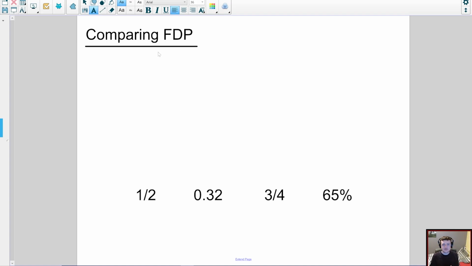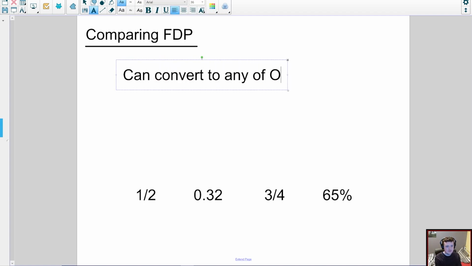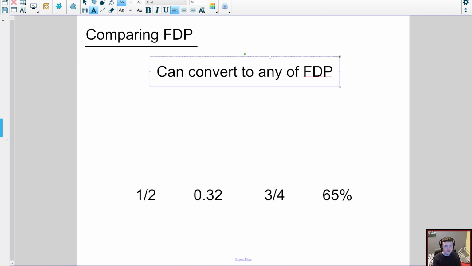Unlike fractions, decimals, and percentage questions where that's all you get, when you get given a mixture of all three, you can pick whichever one you want to answer the question. So in this example here, I'm going to say, can convert to any of FDP. You can convert to any of them. You can pick whichever one you'll feel more comfortable with. I've been doing all these without a calculator. And so we'll do this one without a calculator. And when I get you the question to do, try and do that without a calculator as well.